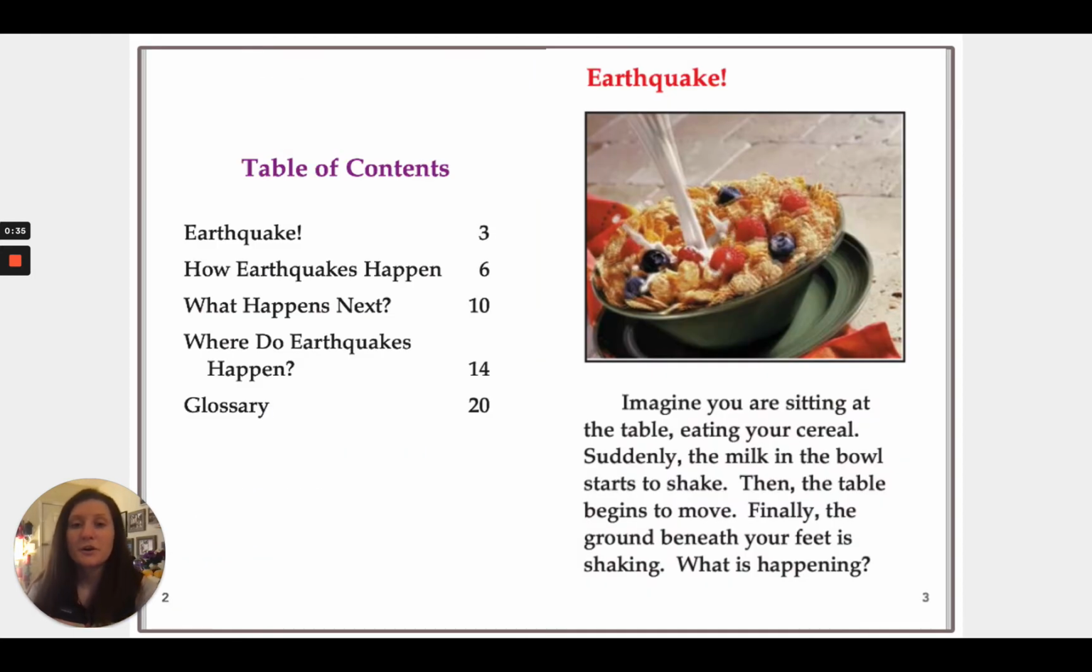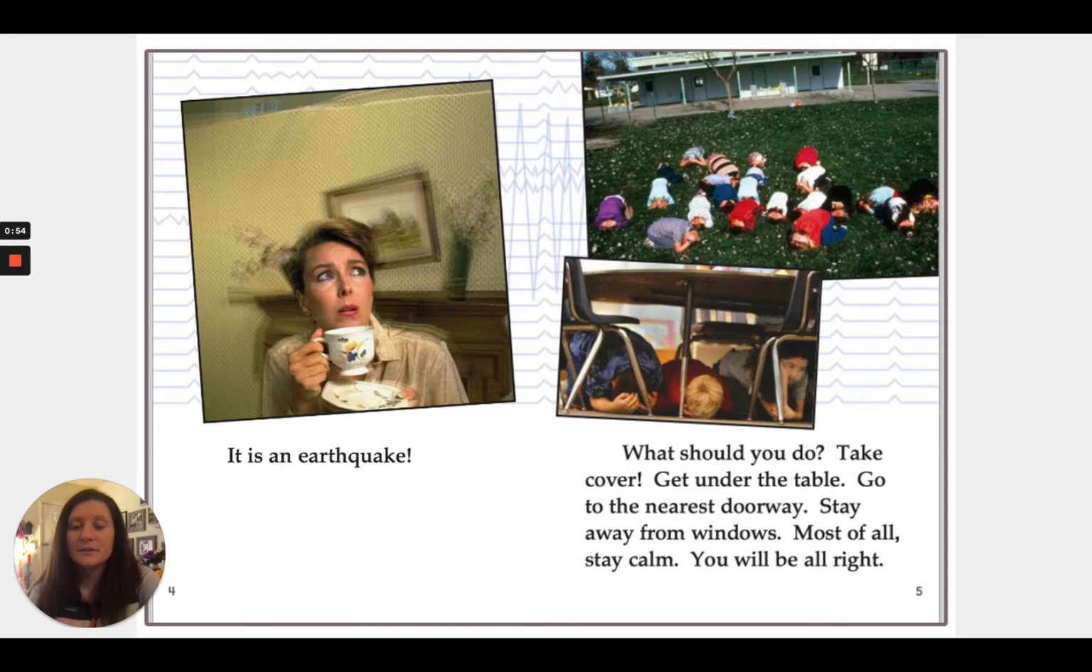All right, so it says earthquake. Imagine you are sitting at the table eating your cereal. Suddenly, the milk in the bowl starts to shake. Then, the table begins to move. Finally, the ground beneath your feet is shaking. What is happening? It is an earthquake. What should you do? Take cover. Get under the table. Go to the nearest doorway. Stay away from windows. Most of all, stay calm. You will be all right.